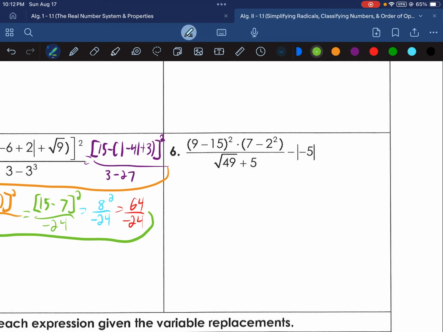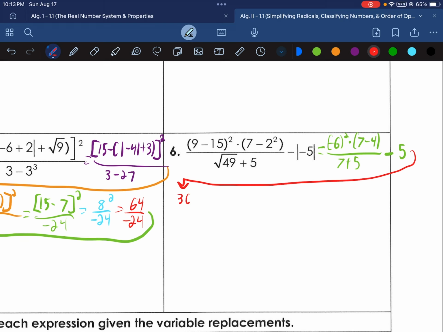Number 6, we have two separate grouping symbols that are not one inside of another, so we can do them at the same time separately. Doing so gets us negative 6 squared times 7 minus 4 over square root of 49 is 7 plus 5 minus the absolute value of negative 5, which is just positive 5. Arrow, so you can see my work. Negative 6 squared is 36 times 7 minus 4 is 3.